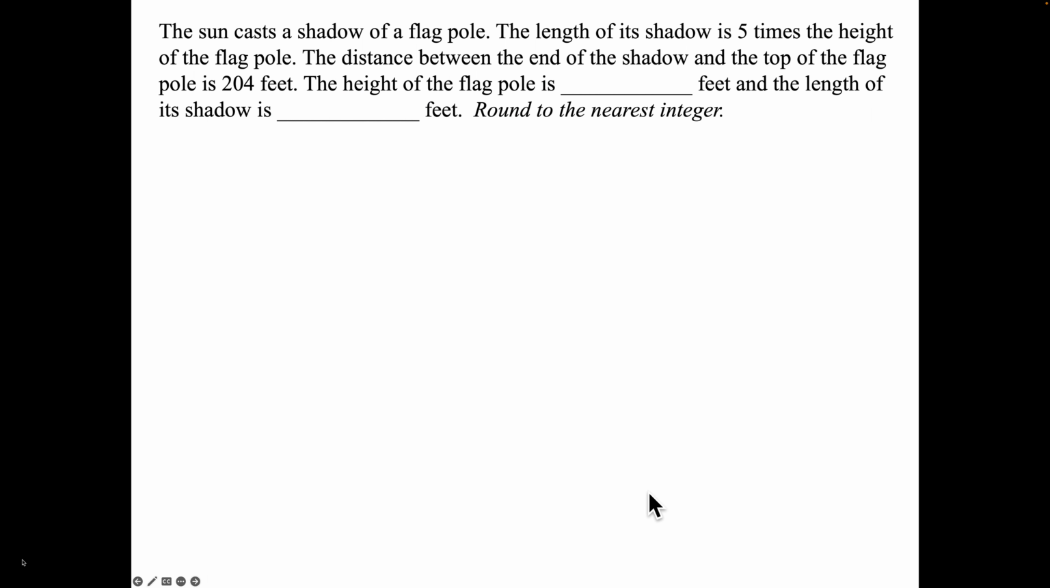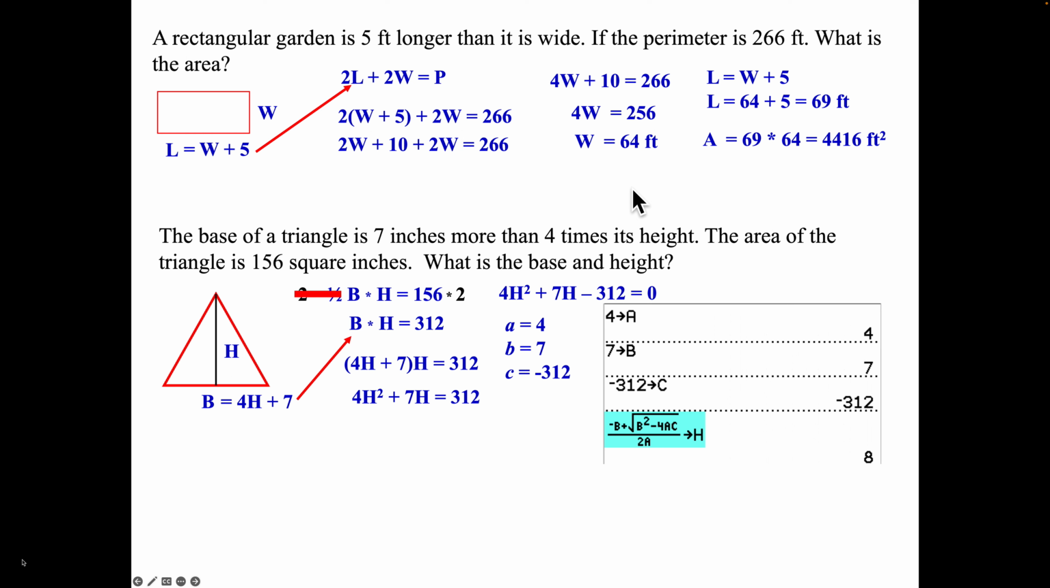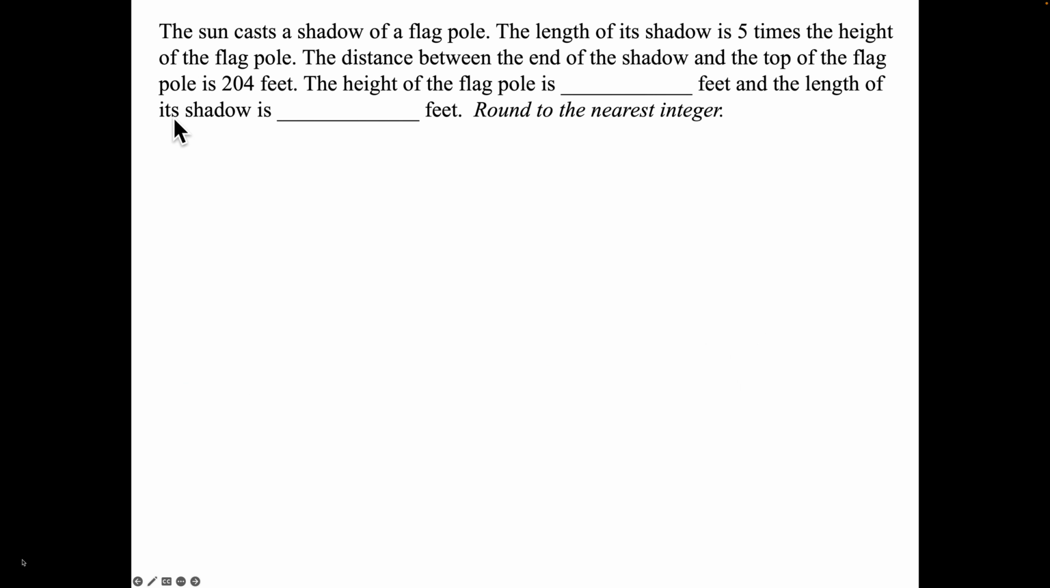All right, the sun casts a shadow of a flagpole. The length of its shadow is 5 times the height of the flagpole. The distance between the end of the shadow and the top of the flagpole is 204 feet. The height of the flagpole is blank feet, and the length of the shadow is blank feet, round to the nearest integer. Okay, so that's to the nearest whole number.